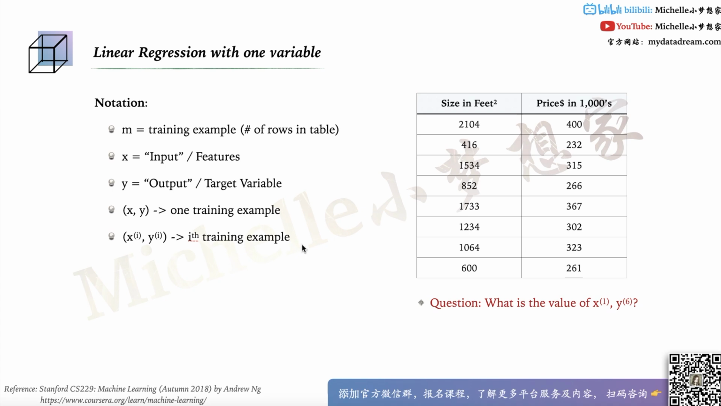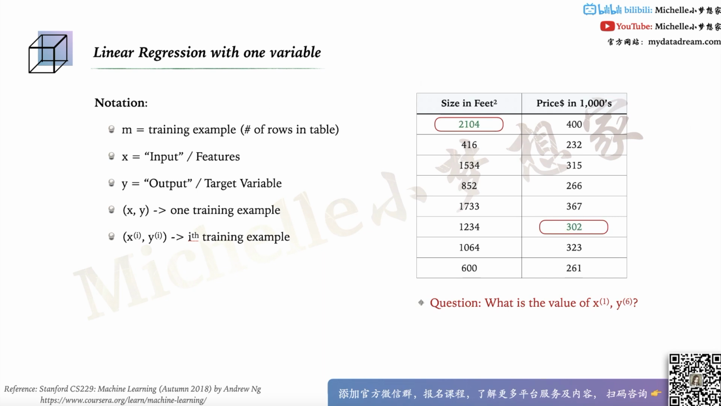Okay, let's try a quick example. On this slide, there is a table showing the house sizes and prices. Can you identify which values correspond to X of 1 and Y of 6? Take your time to think this through. This type of exercise may seem simple, but it is key to understanding the mechanics of how data is handled in machine learning. Okay, ready?